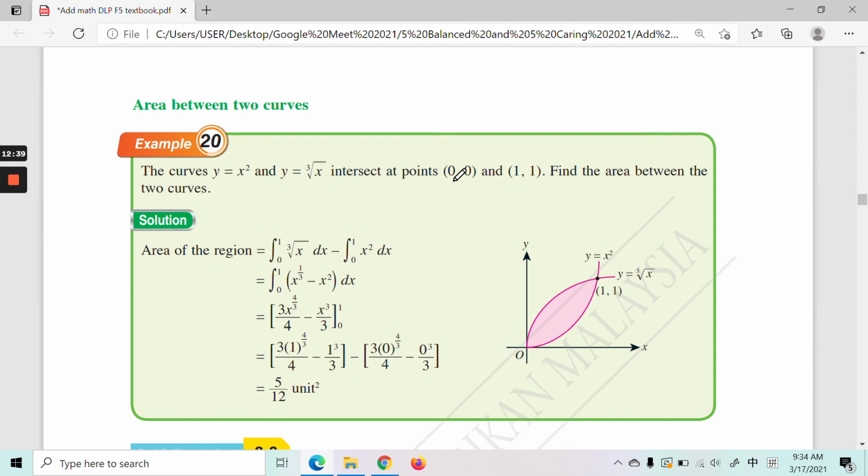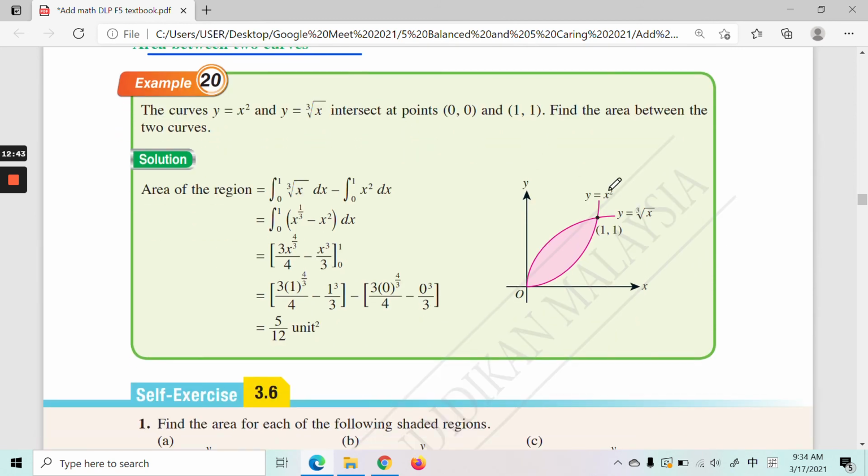Okay, next, example 20 will be the area between two curves. So what happens if you have two curves? So now you have two curves, one is this, one is this. They intersect at 1, 1 here, and 0, 0. Find the area between the two curves. So this one actually is the same also. The x-axis is the floor. So now you can see the area from here until this point 1. So who is above? The one above is this one, meaning that curve number 1 minus curve number 2.